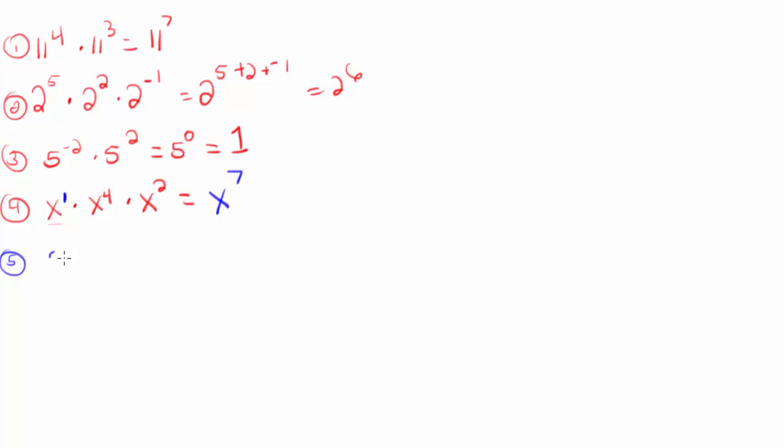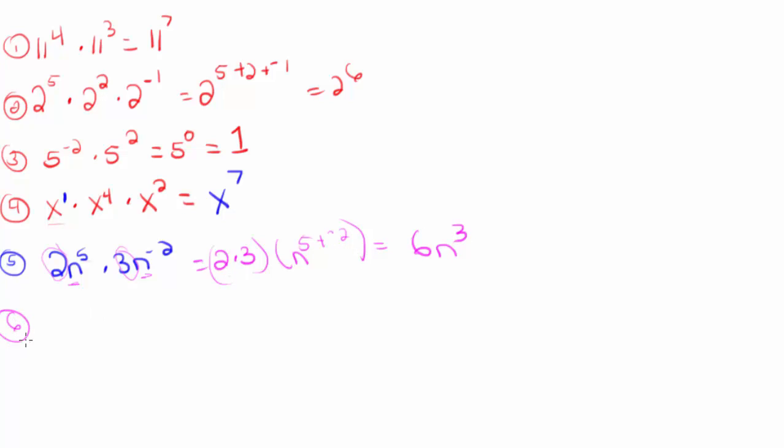Now we'll do a little bit harder ones. 2n to the 5th times 3n to the negative 2. Here's what you have to remember: the 5 only goes to the n, and the negative 2 only goes to the n. So the 2 and the 3, you can multiply together, 2 times 3, and then you have n to the 5 plus negative 2. So we have 6n cubed. You can multiply together the big numbers, the coefficients, and add the exponents on the bases.